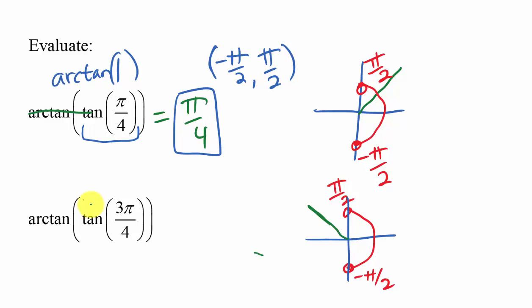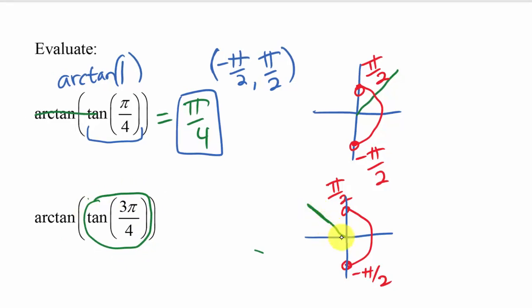But what I'm going to do instead, since I can't just cancel them, is work the stuff inside the parentheses. So what is the tangent of 3 pi fourths? If I'm over here in quadrant 2, we know they match, but one of them's negative, so that's going to be negative 1 when we did the tangent there. And so now what is the arctangent of negative 1?